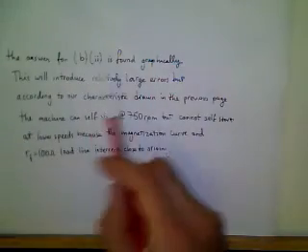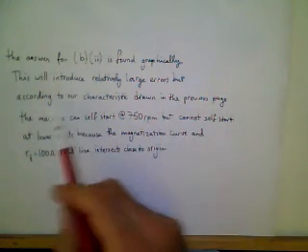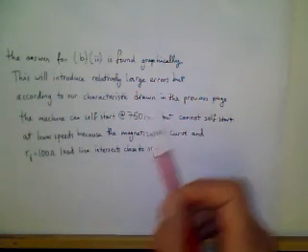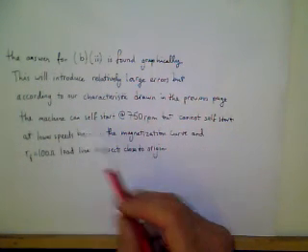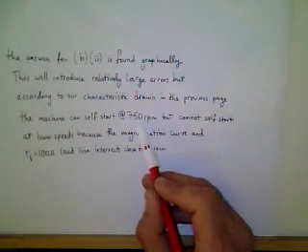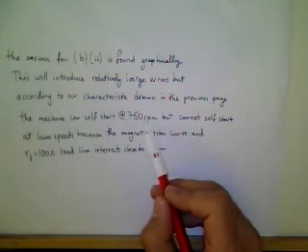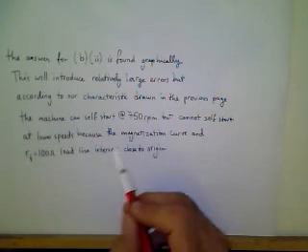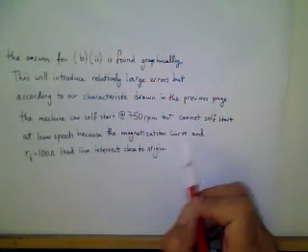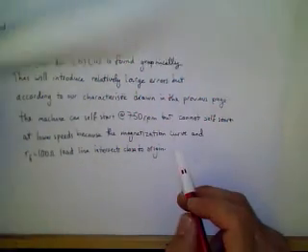The answer for part B is found graphically. This will introduce relatively large errors, but according to our characteristics drawn in the previous page, the machine can self-start at around 750 RPMs, but cannot self-start at lower speeds because the characterization curve and 100 ohm load line intersect close to the origin.